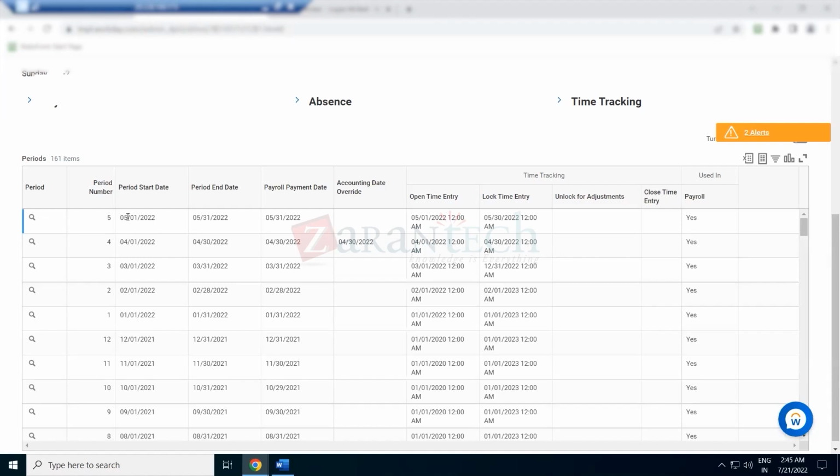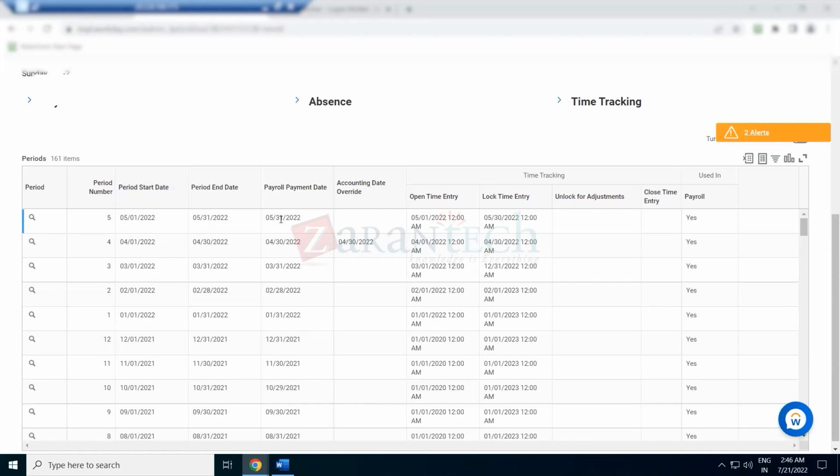So if you're doing monthly, it means you have straight 12 periods, right? Exactly, correct. And if you have bi-weekly, then how many will you have? 26, exactly. So monthly is 12, and weekly is 52, 53 kind of a thing. Monthly starts with the period start as the first of the month and ends at the end of the month.